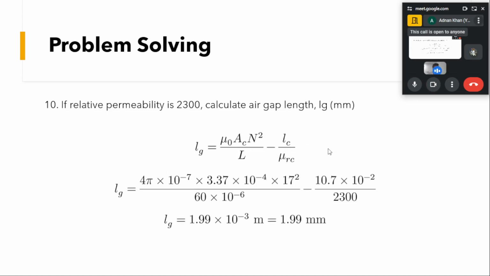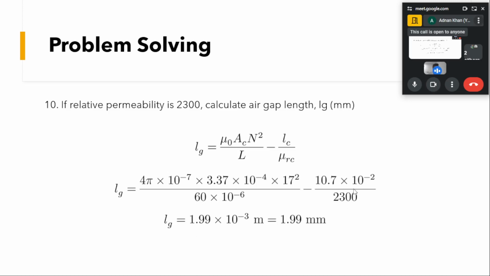So we know the values of all these things. Mu naught will be equal to 4π into 10 raised to the power minus 7. This Ac we had seen from the data sheet is equal to 3.37 centimeter square. If we convert into meters square, that is 3.37 into 10 raised to the power minus 4, and n we calculated to be around 17. lc, the mean length of the core from the data sheet, is 10.7 into 10 raised to the power minus 2 meters. L is 60 micro and mu rc is given to us.